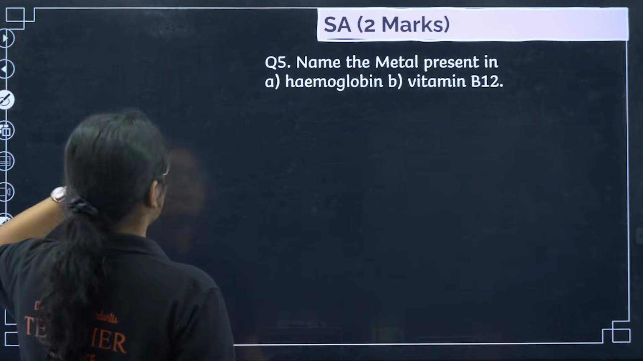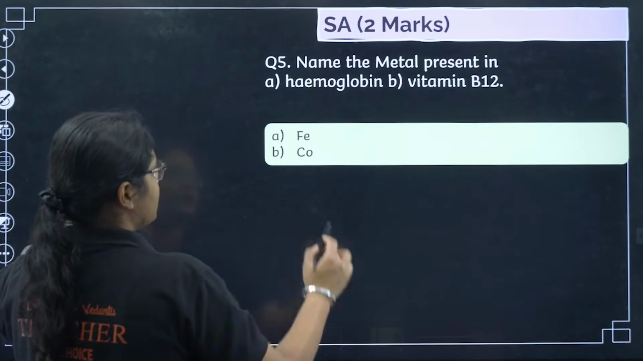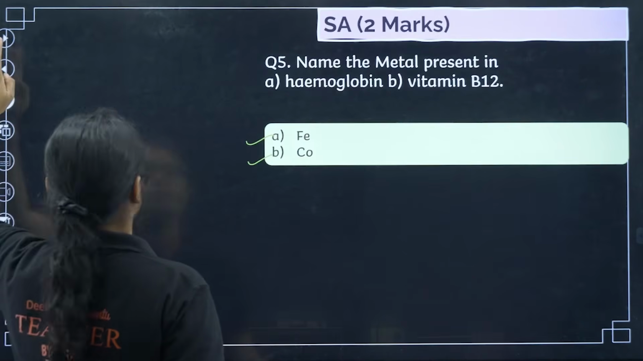Next, name the metal present in hemoglobin and vitamin B12. Hemoglobin is iron, vitamin B12 is cobalt.